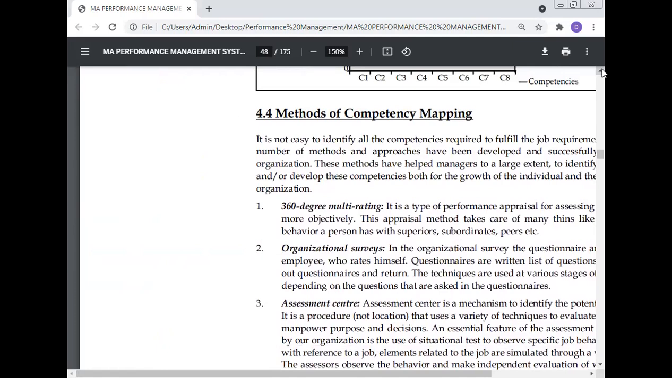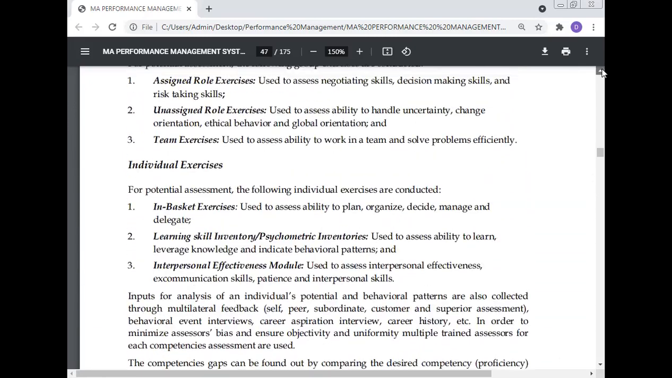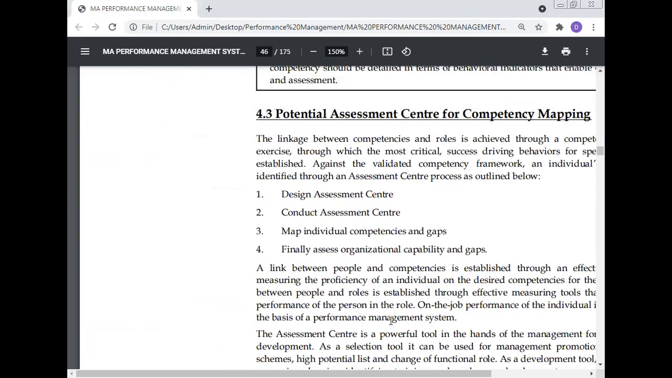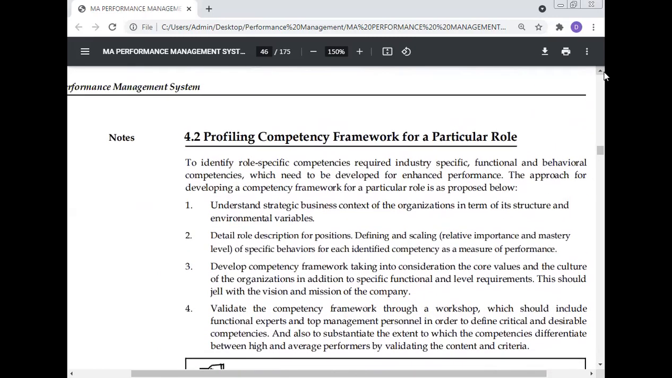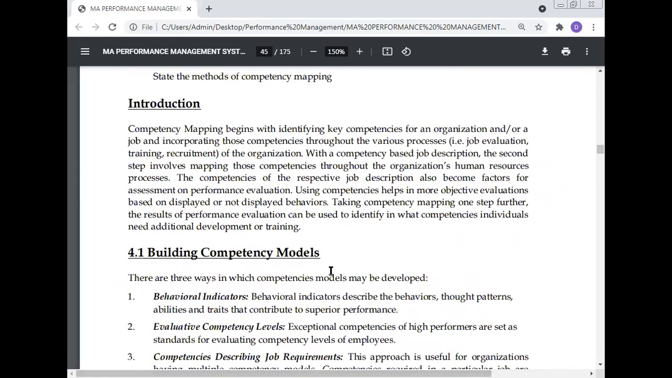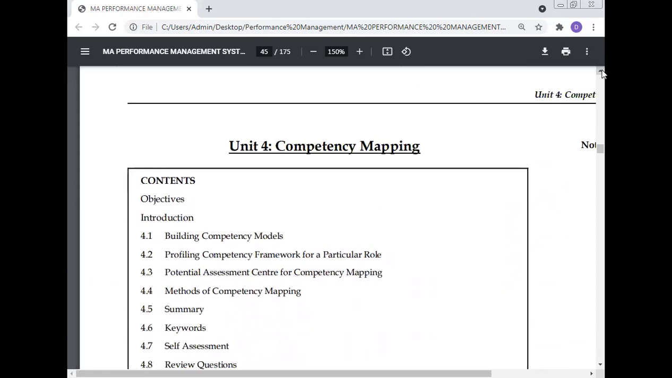Methods of competency mapping. What are the methods of competency mapping? Potential assessment center for competency mapping. Profiling competency framework for a particular role. Building competency models. Introduction. These were discussed in the competency mapping.